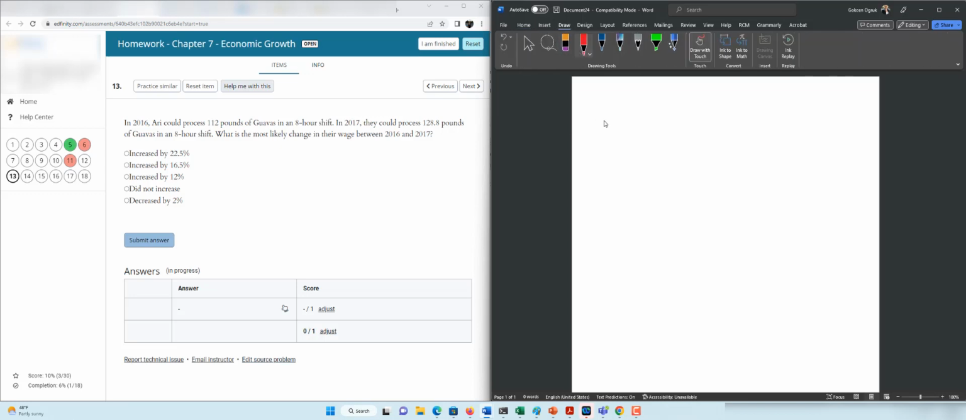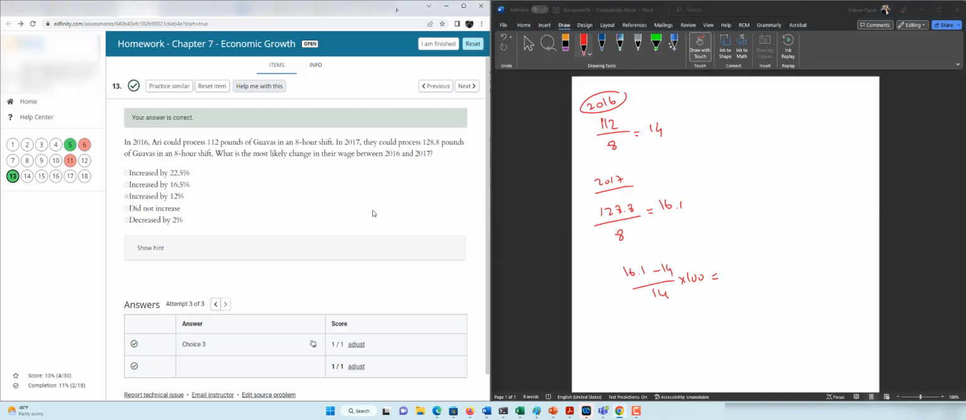So the productivity for Ari is 112 for 2016, and in 2017, it is 128.8 divided by 8. So 112 divided by 8 is equal to 14. And here it's equal to 16.1. So the growth is 16.1 minus 14, divided by 14, times 100. It should be 15%. Productivity growth of 15%.